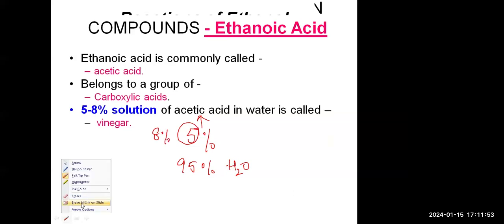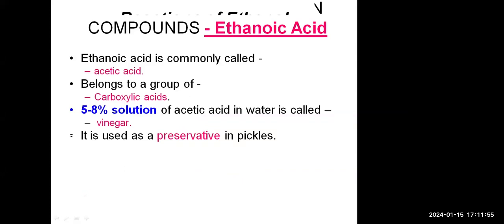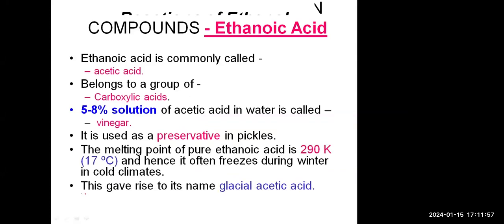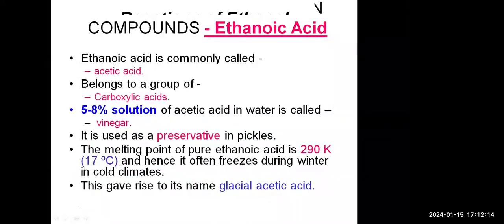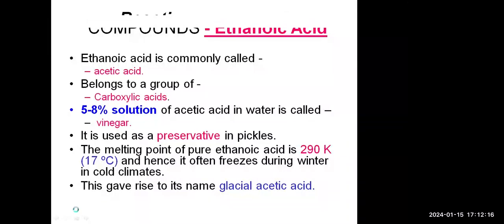So vinegar is used as a preservative in pickles, and it freezes during winters and looks like glacier. So it is also called glacial acetic acid. You have to remember the melting point, 17 degrees Celsius. This is the melting point of ethanoic acid.